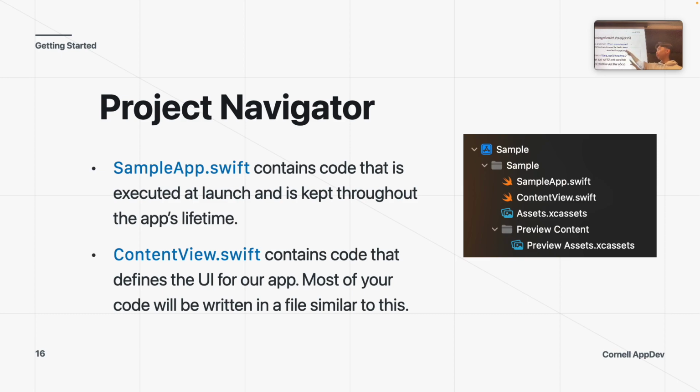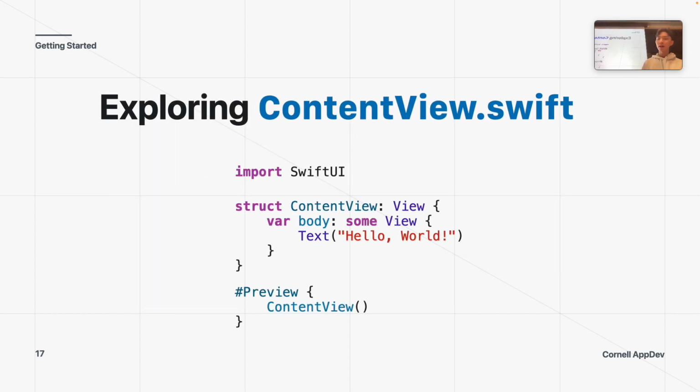Now, ContentView contains the code where you will put all the UI that you created. So most of the code that you write will be inside of ContentView.swift. All right, now let's take a look at ContentView.swift. I have a struct called ContentView, conforming to this protocol called View, and then I declare a property called body with a return type of some View. And then there's also this preview thing.